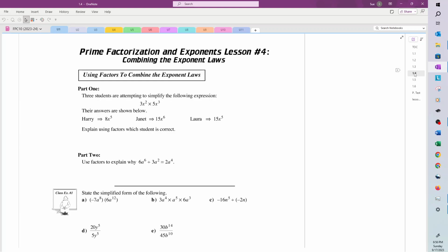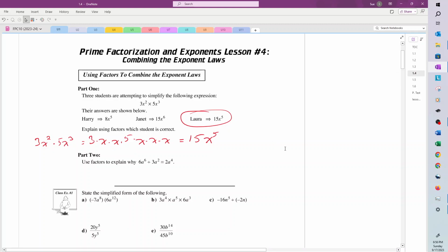So part 1, 3 students are attempting to simplify the following expression, and here are their answers, and which one do you think is right? Well, if we multiply this whole expression out, we get 3x squared times 5x cubed. That equals 3 times x times x, times 5 times x times x times x. And then if we simplify that, we have 3 times 5 is 15, and 1, 2, 3, 4, 5 x's. So x times itself 5 times, which is x to the 5, which means Laura was correct.